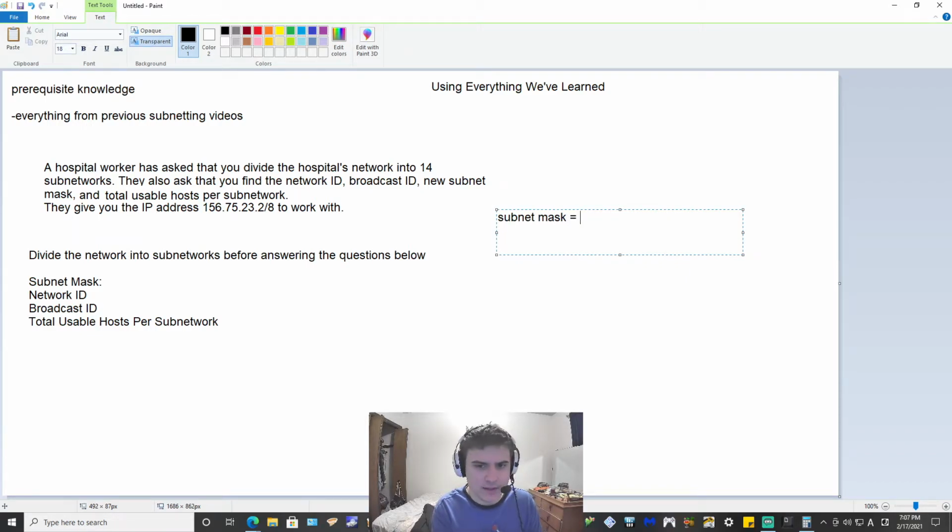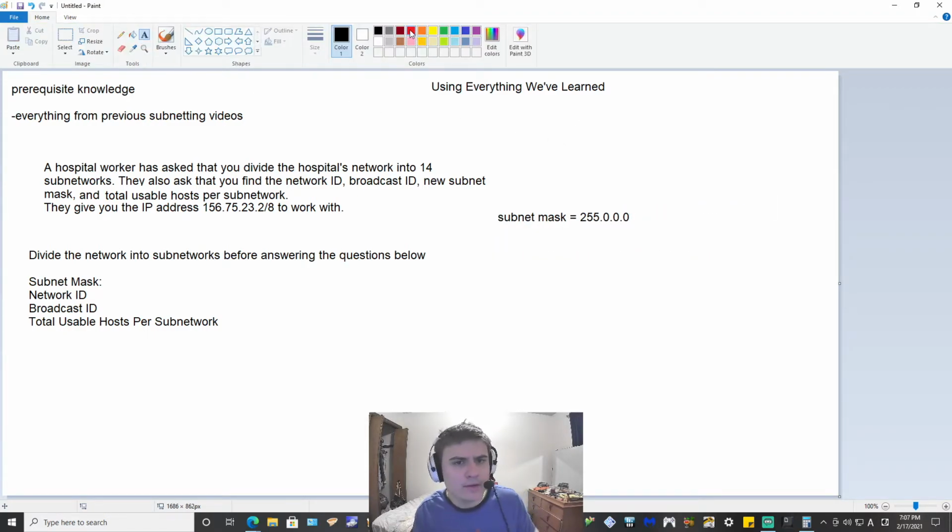is going to be equal to 255.0.0.0. Okay? So because we know that the subnet mask is 255.0.0.0, because of this CIDR notation, we know that we are going to be separating the network and the host bits between the first and second octet, just like this. Alright, so these are going to be your network bits. These are going to be your host bits.